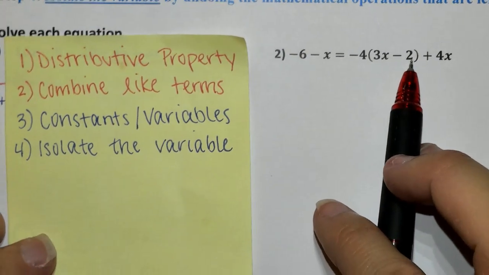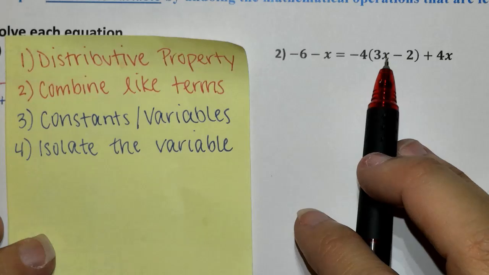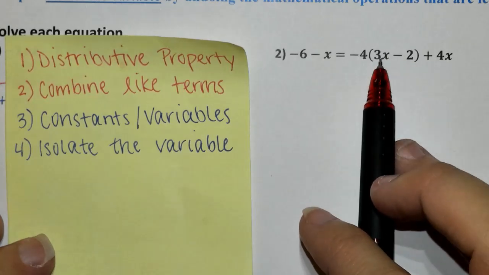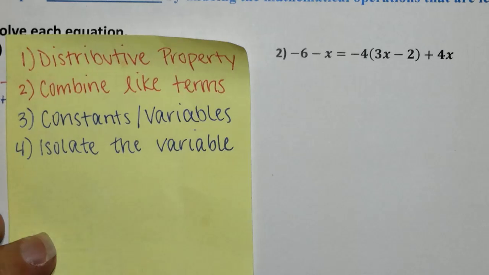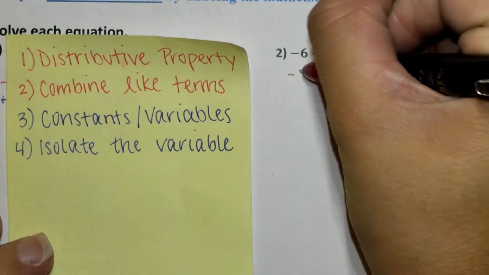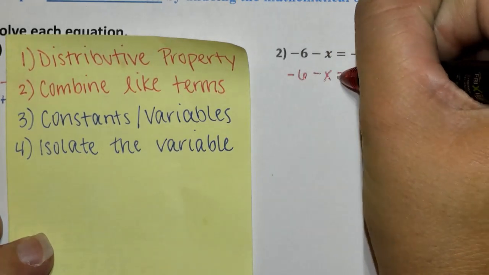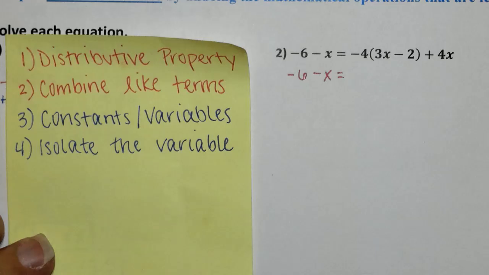The reason I use the distributive property is to simplify it because I can't actually take a 2 away from a 3x. This is a variable term and this is a constant. All right, so here's what I would do if I were you. Go ahead and bring down the negative 6 minus x and the equal sign. We're not doing anything with that.